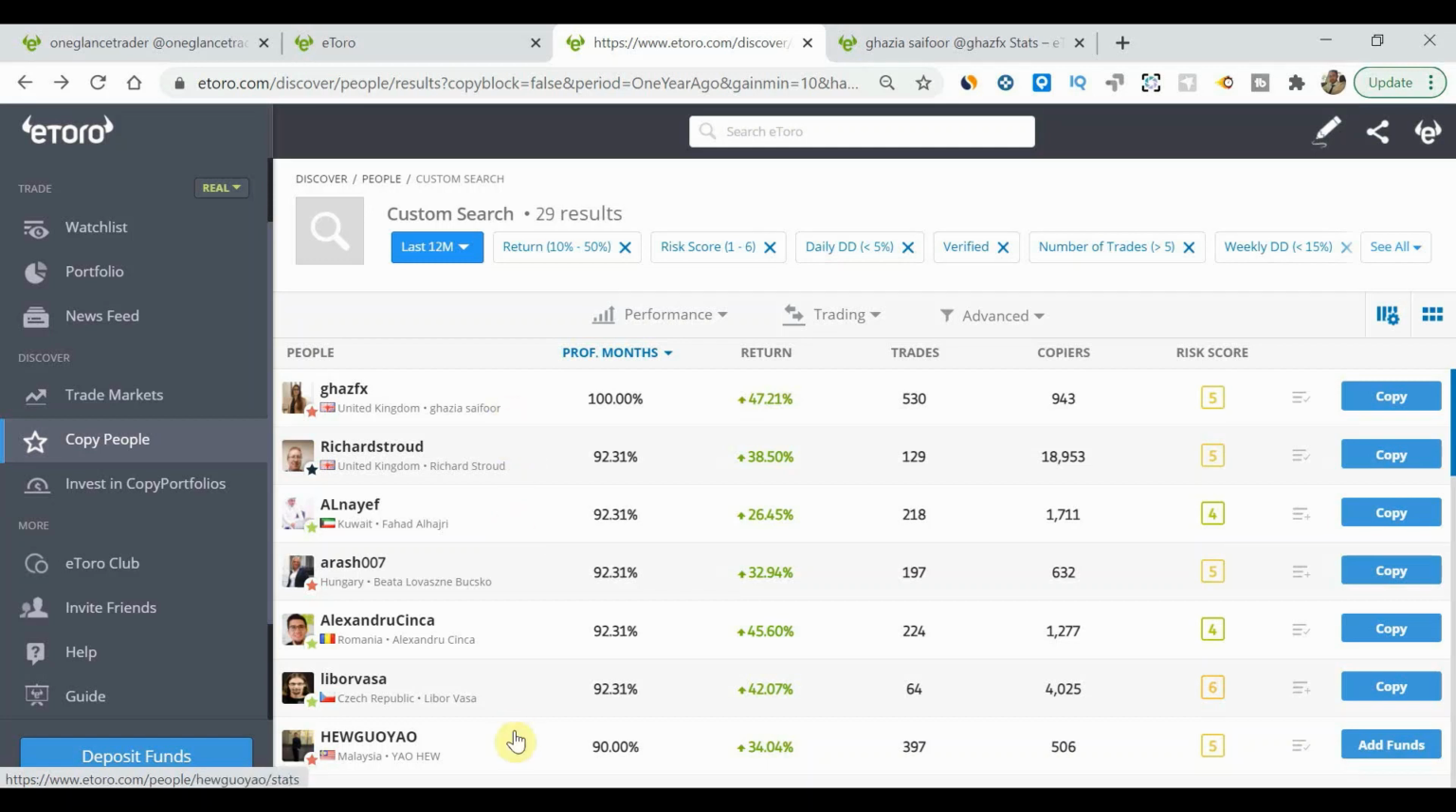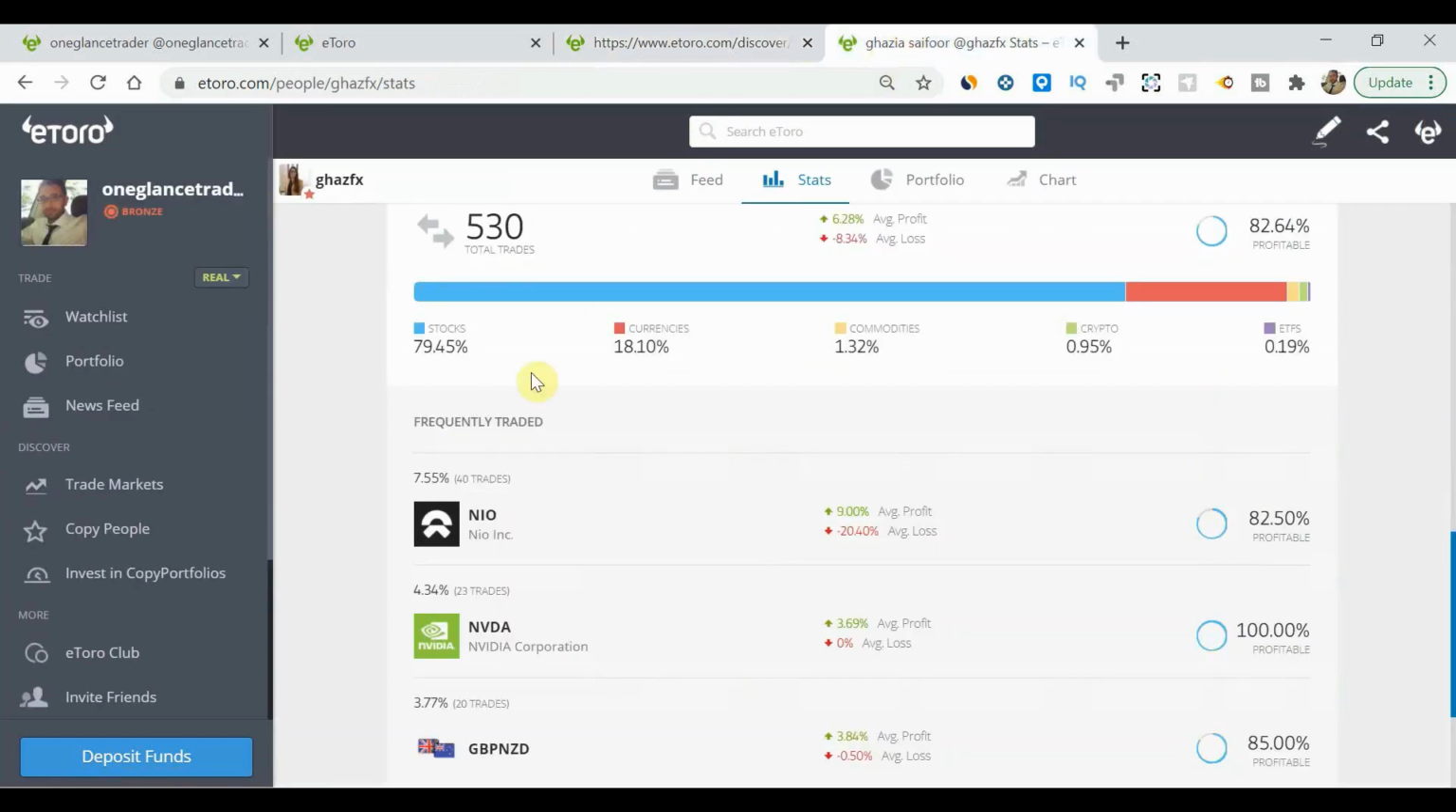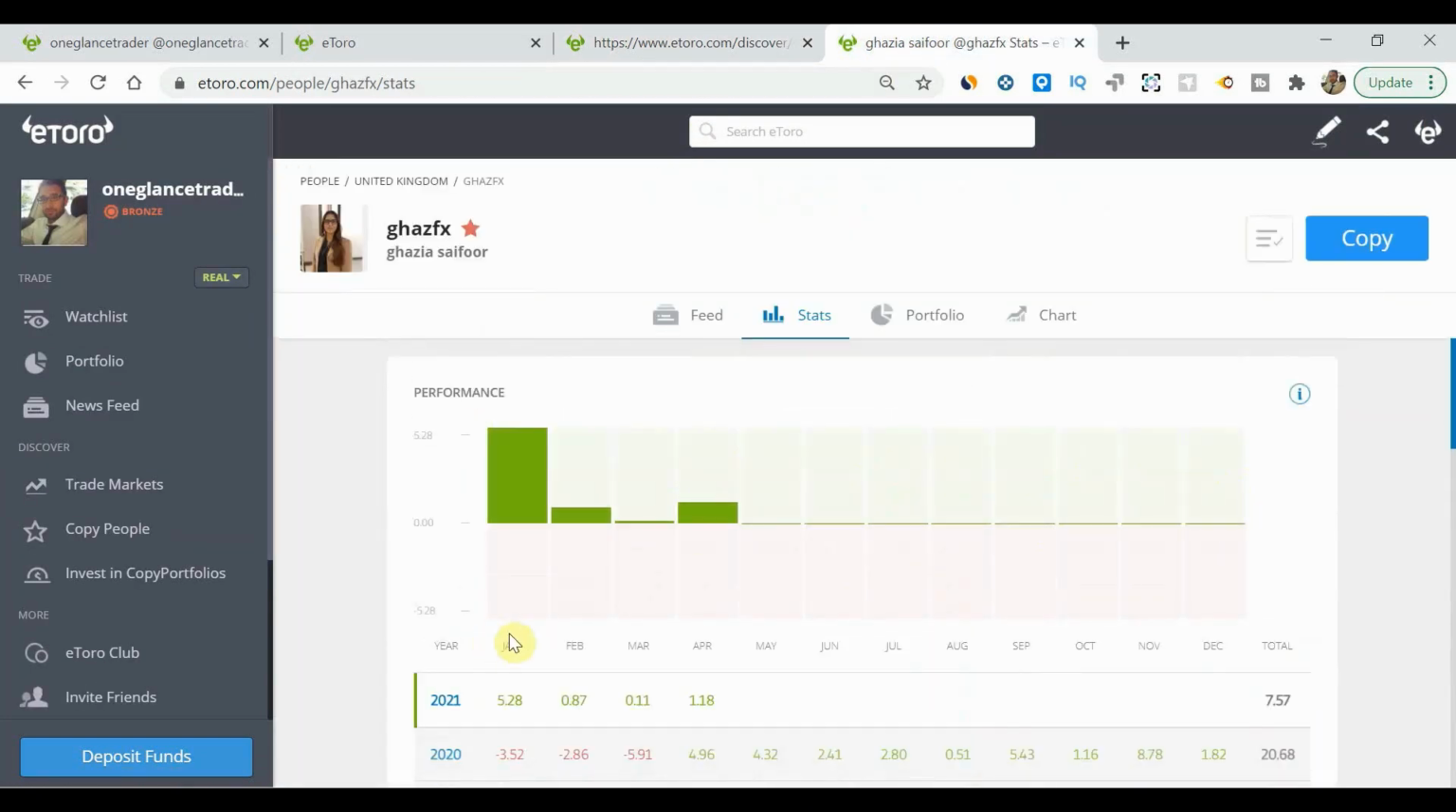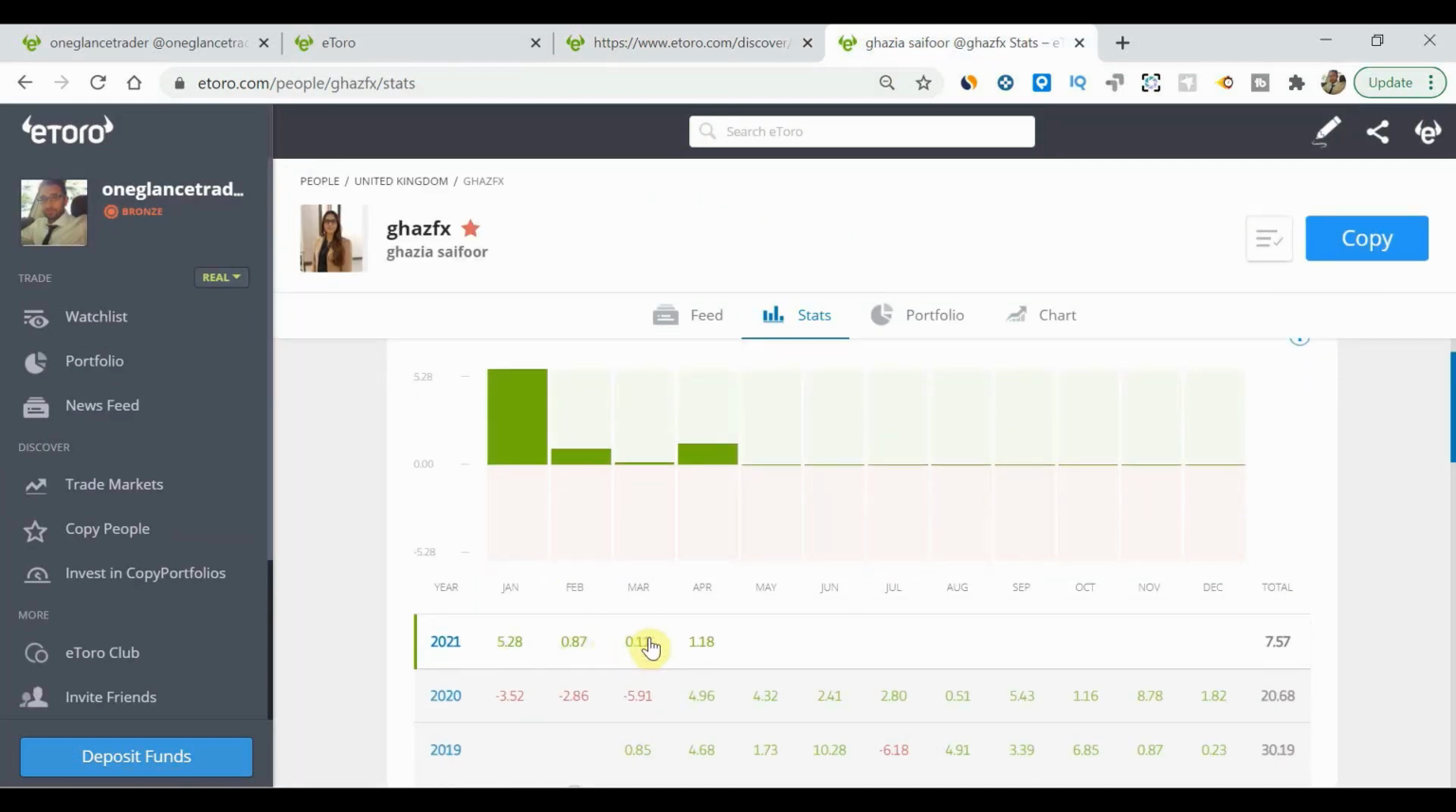So we've seen a lot of people come out of being profitable inside February and March time, but there is one individual, Gazia, which I've got her page up now. As you can see, in February, March, they're not huge returns, but they're still profitable returns.